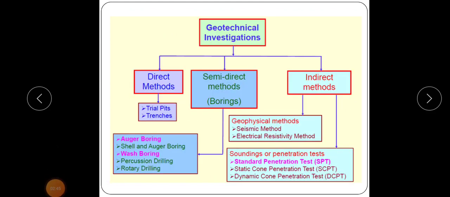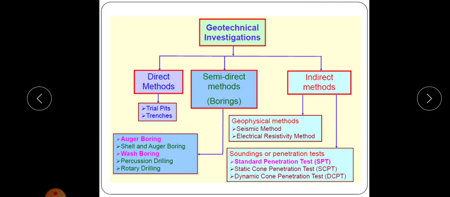So in this module, we can discuss different methods of soil investigation, and the geotechnical investigation methods are mainly classified into three types. That is direct method, semi-direct method, and indirect method. The direct method includes test pits and trenches, and the semi-direct method mainly includes boring, and there are different types of boring like auger boring, shell and auger boring, wash boring, percussion drilling, and rotary drilling. Only auger boring and wash boring are included in your syllabus, so I am going to discuss those only. Other portions will be in your Arora textbook. If you want, you can read from the textbook.